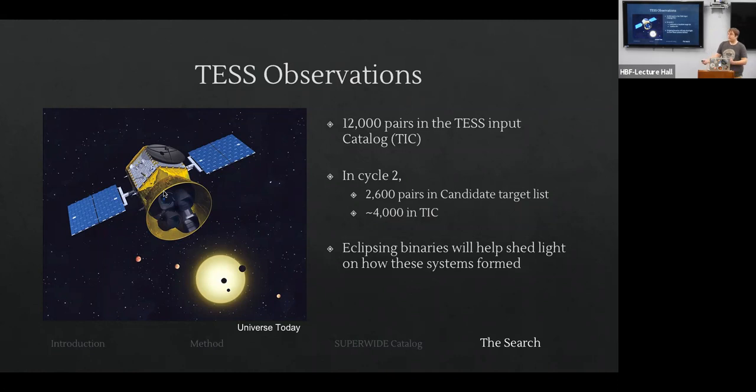Eclipsing binaries are also another way to look at how these systems formed, because let's say you have a higher number of eclipsing binary systems than in the field, that could tell you something interesting about their formation.